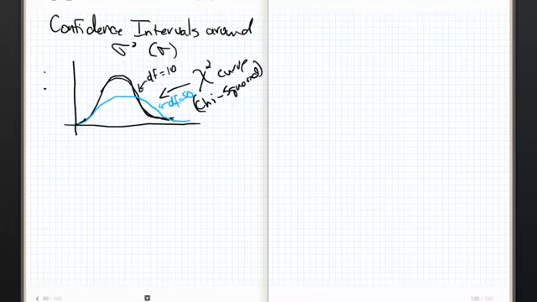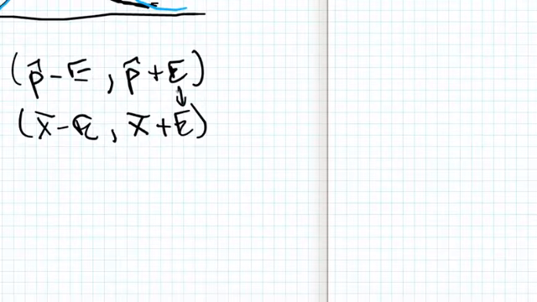Now, the problem with this family of curves, just like we had with the t-curves, is that it's not symmetric. So remember back in the day, if we wanted to figure out confidence intervals around proportions and around means, we took p hat minus error and p hat plus error, or we took x bar minus the error, because the error was the same on both sides because they came from the normal curve, and x bar plus the error.